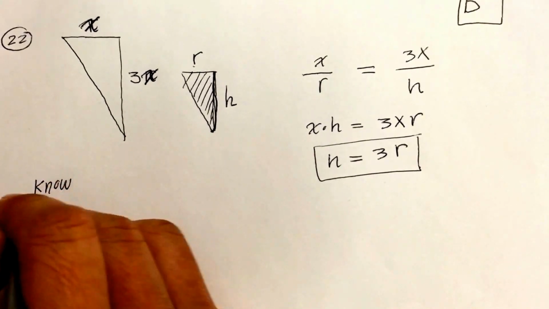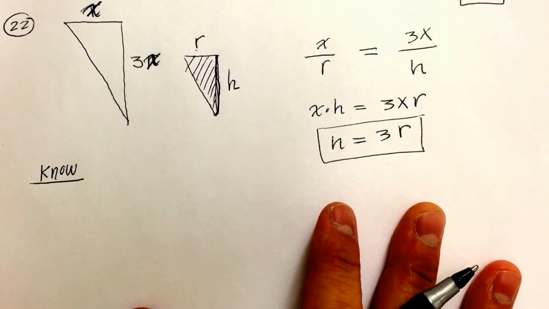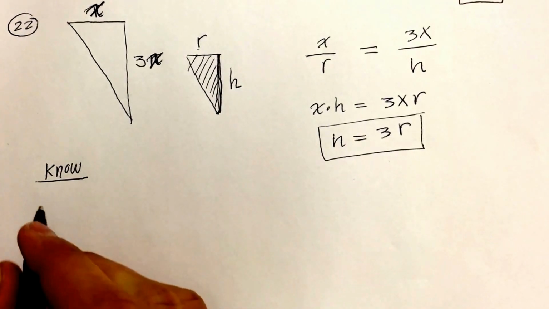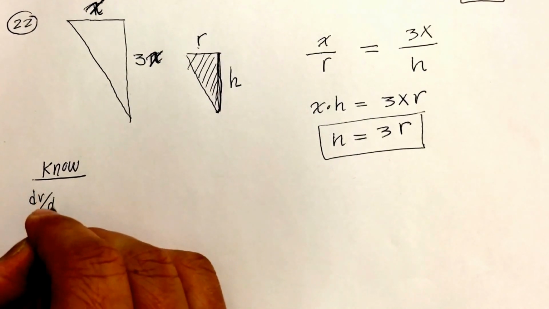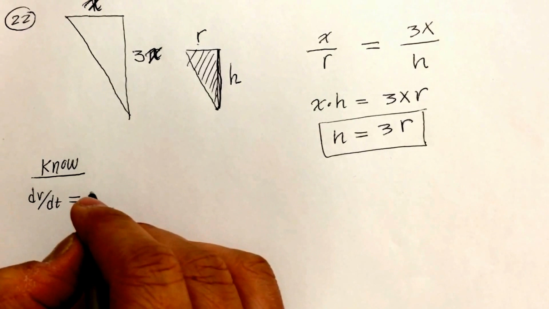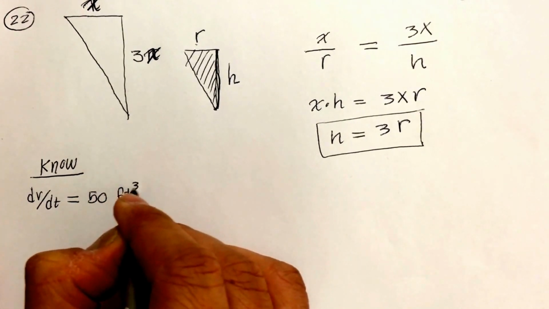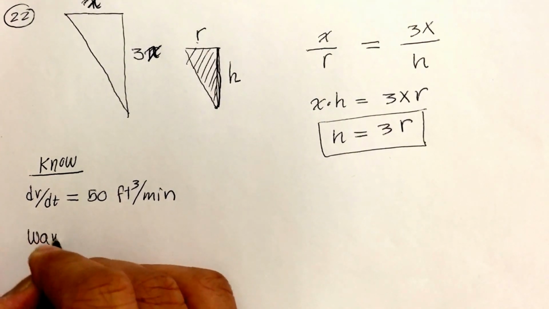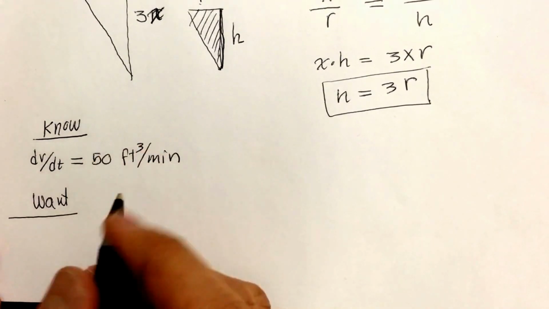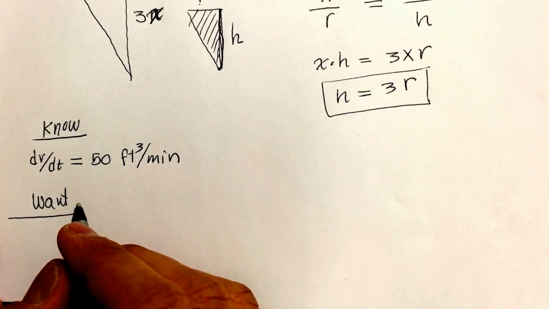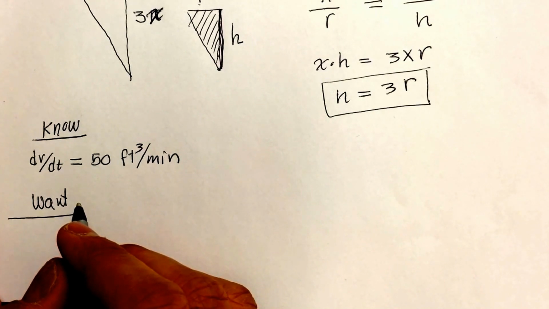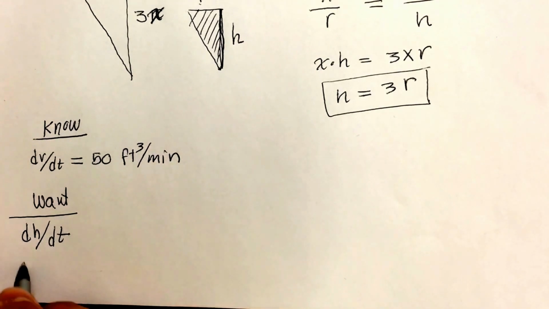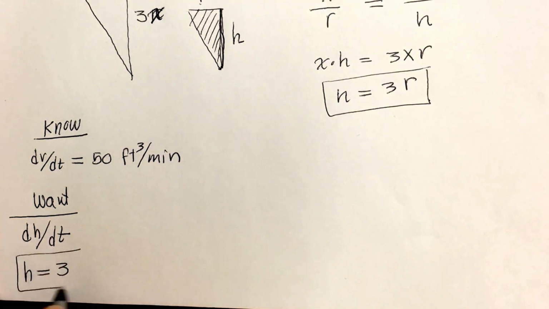And let's go ahead and write down what we know and what we want. So what we know is that water is leaving the tank at a rate of 50 cubic feet per minute. So water is volume, so we know that the change in volume is 50 cubic feet per minute. Okay, what do we want? Well, we want to know how fast the water level is falling when the water is 3 feet high. So we want to know the change in the height when the height is 3 feet.